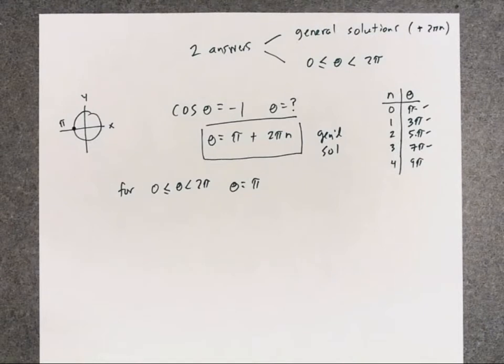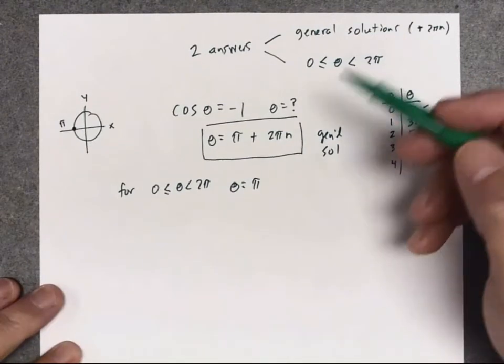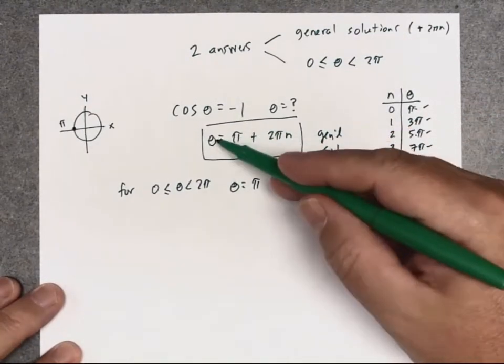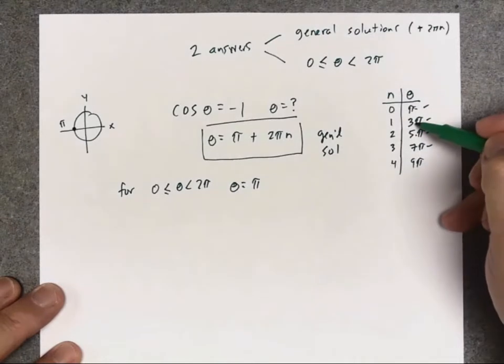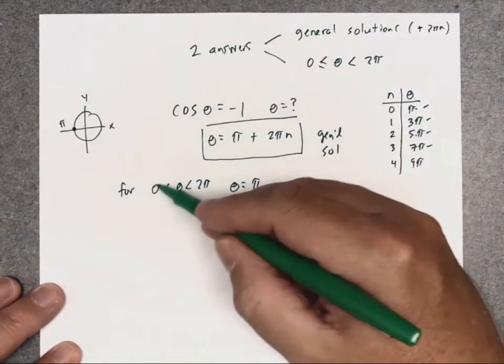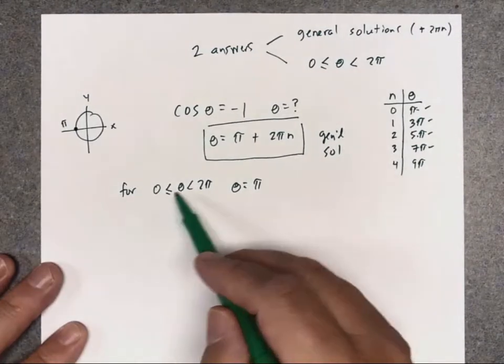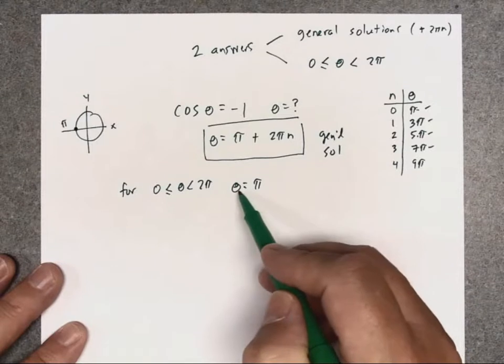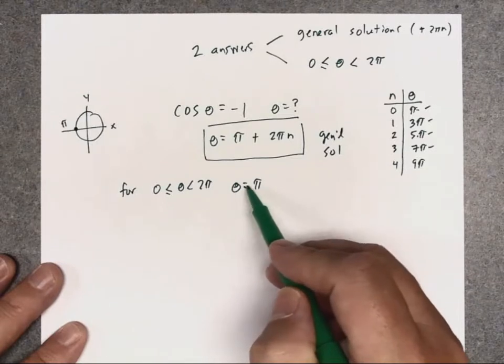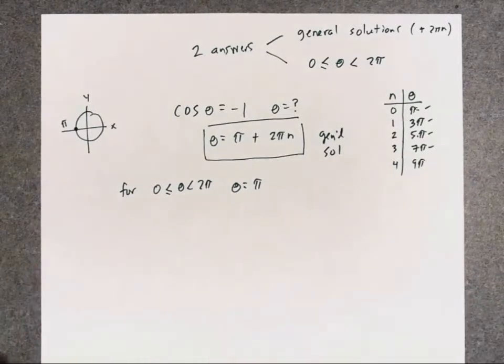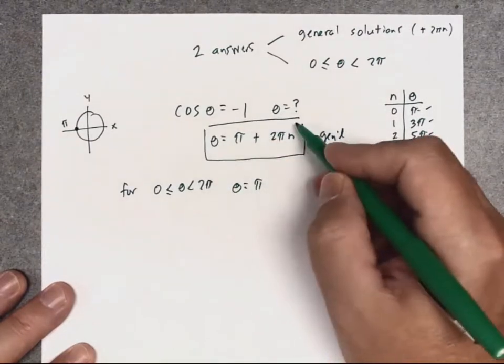Now I bump up n to 1. When I set n equal to 1, what's my theta going to be? It's 3 pi. But now 3 pi is bigger than what they want me to look at. So then I just stop, and I realize, okay, between 0 and 2 pi, there's only one solution. Theta will equal pi. So this is a general solution.